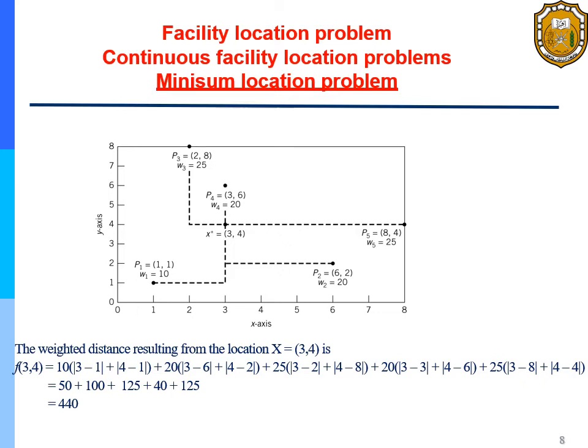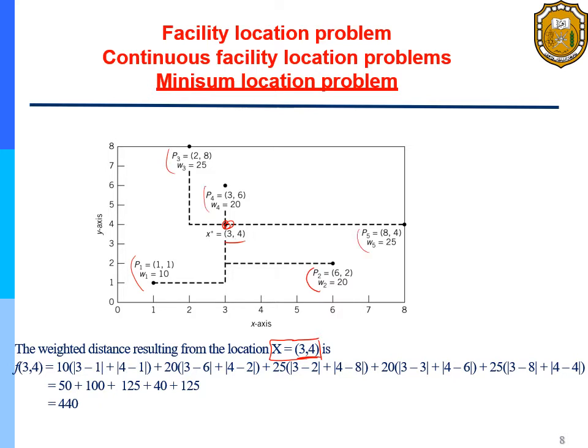Okay, so we identified the optimal coordinates of the new facility as 3 and 4. Now, if we want to calculate the optimal objective function value, how can we do it? This location over here is our new facility, which is located at 3, 4. And these are our existing facilities: P1, P2, P3, P4, and P5.